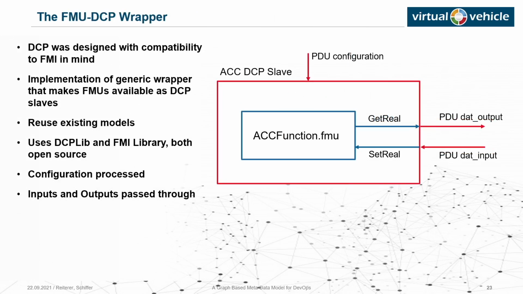Also, DCP was designed with basic compatibility to FMI in mind. We used this by implementing a generic wrapper that makes existing FMUs available as DCP slaves. From the model descriptions of the FMUs, DCP slave descriptions are generated, and all inputs and outputs of the FMU can be configured using the DCP standard. All received data packages are set as inputs to the FMU, and outputs of the FMU are sent to the configured destinations as data packages.